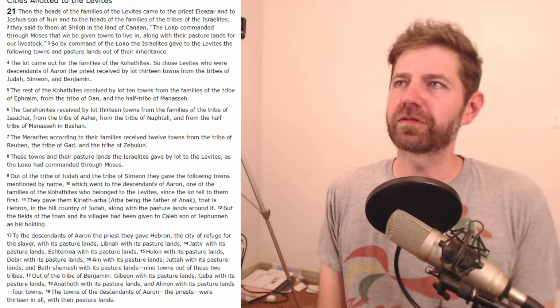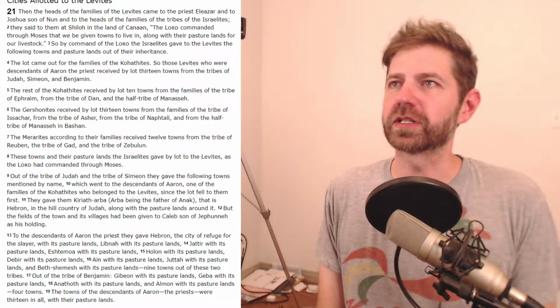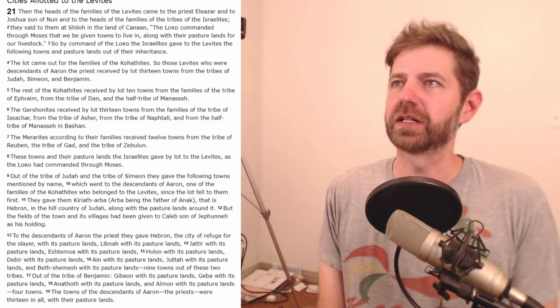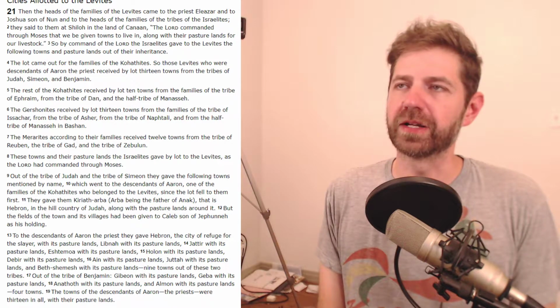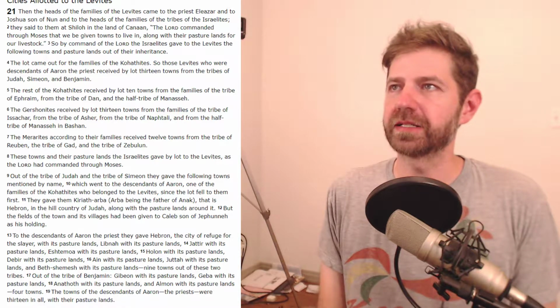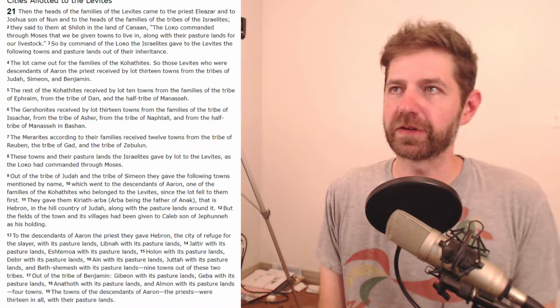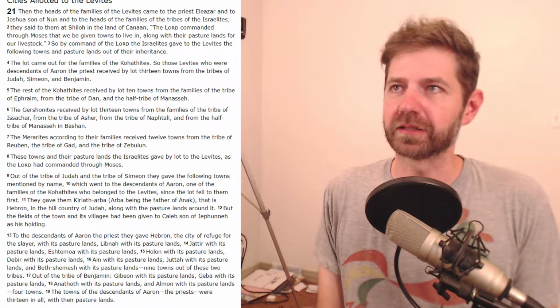The lot came out for the families of the Kohathites. So those Levites who were descendants of Aaron the priest received by lot 13 towns from the tribes of Judah, Simeon, and Benjamin. The rest of the Kohathites received by lot 10 towns from the families of the tribe of Ephraim, from the tribe of Dan, and the half-tribe of Manasseh.